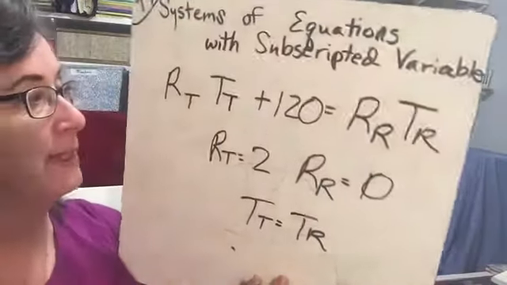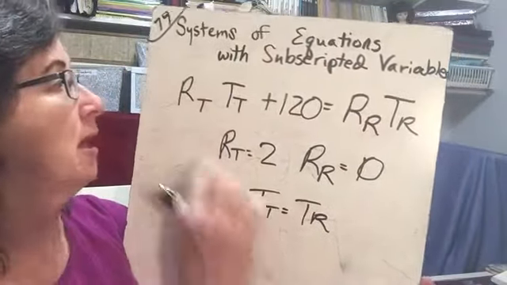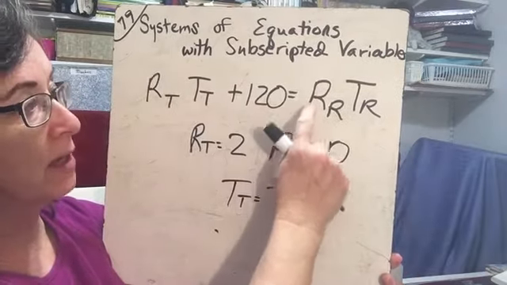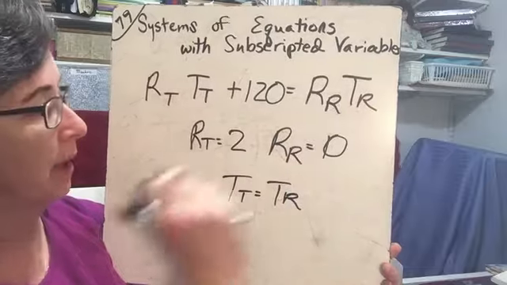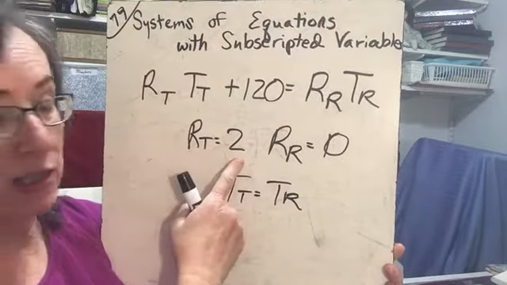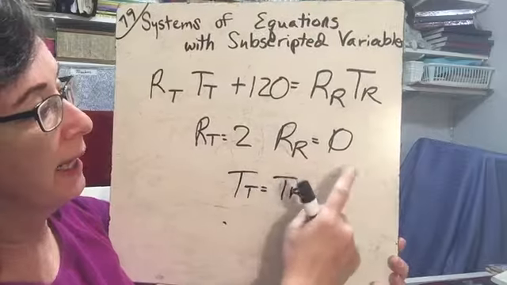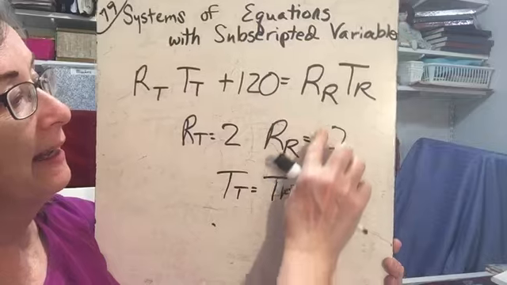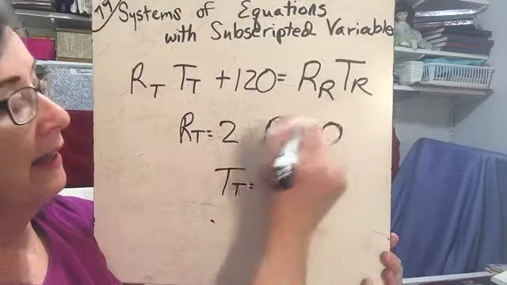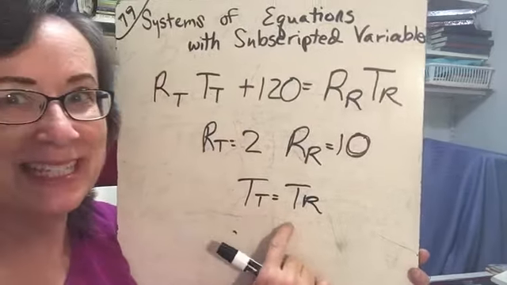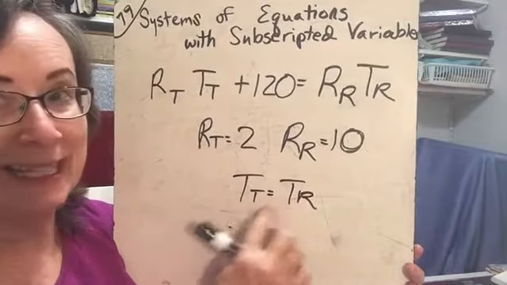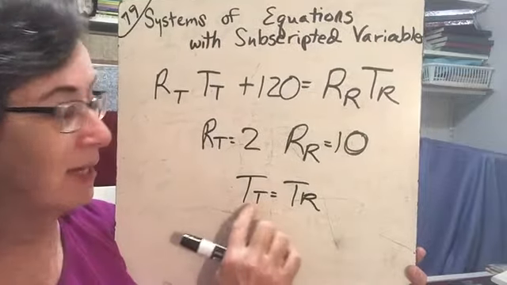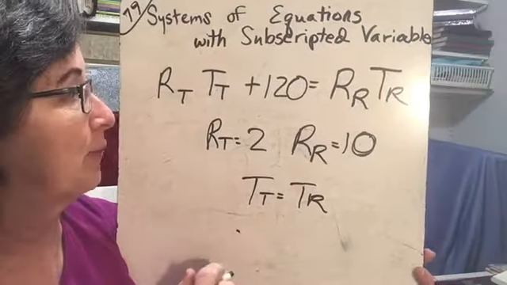So here's another example with subscripted variables. R sub t times t sub t plus 120 is R sub r times t sub r. Well, we already know that R sub t is 2 and R sub r is, well, I didn't write that very well. What is it? R sub r is 10. And t sub t is equal to t sub r. So they did not give us a number there, but they did give us a piece of information that will be helpful in doing that.